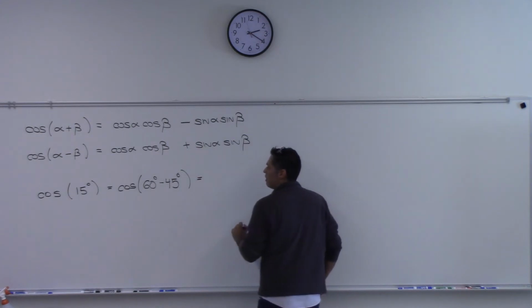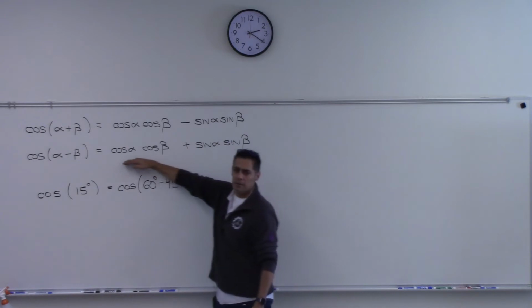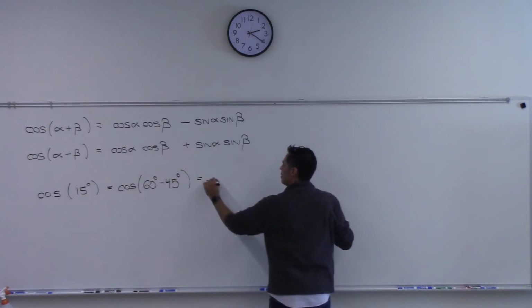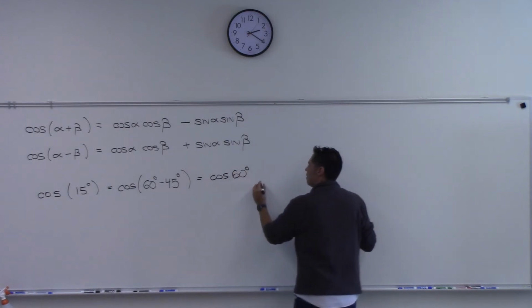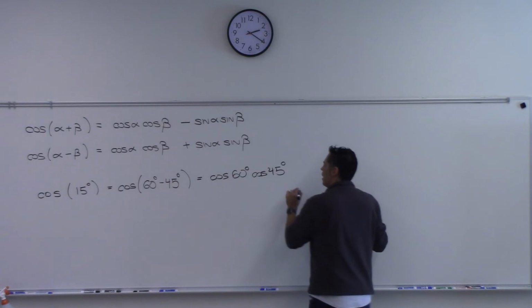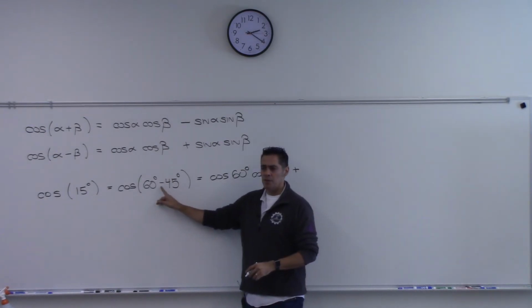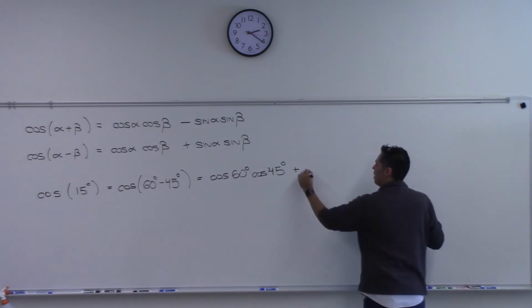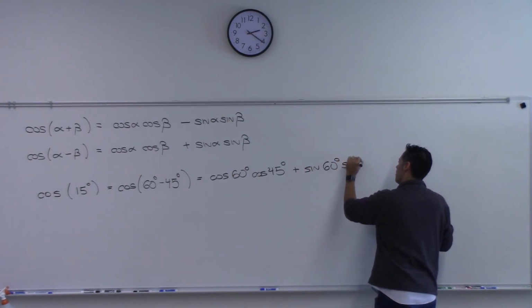So according to the formula, we're going to use the bottom one here, right? The difference formula, this one right here. So it will be cosine what? 60, and then what? Cosine 45. Plus or minus? Plus, right? With cosines, it's the opposite of what you see there. So plus, and now we have sine 60, sine 45.